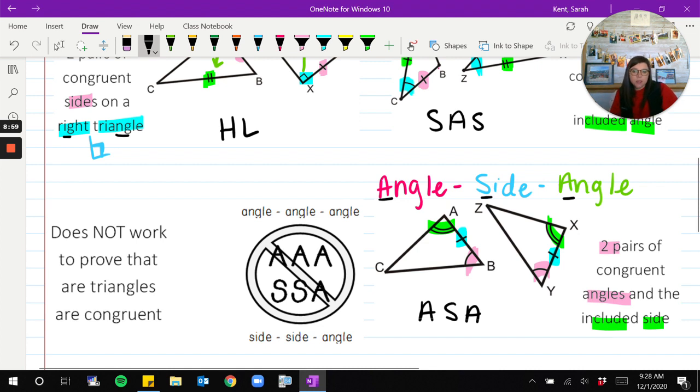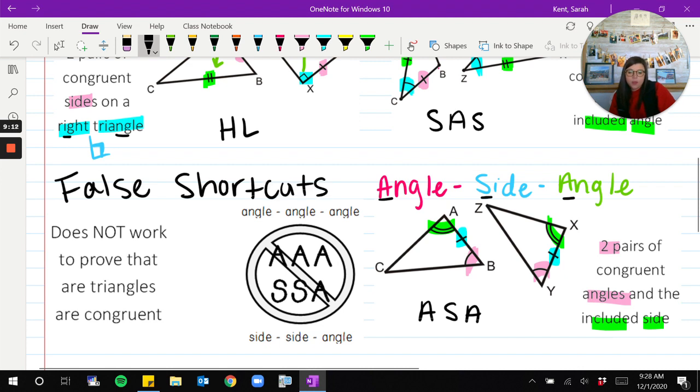So this last piece are ones that do not work. These are called false shortcuts. So if you see these, they are going to be not congruent. So if you have angle, angle, angle, a triangle where it's all angles that are marked, where it's like this, this, this, this is bad. You see that? Nope.